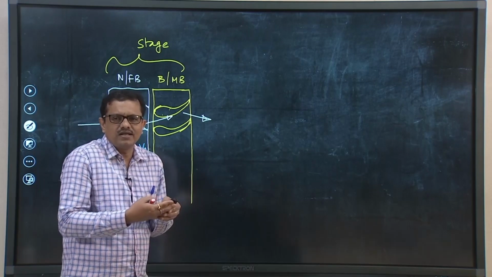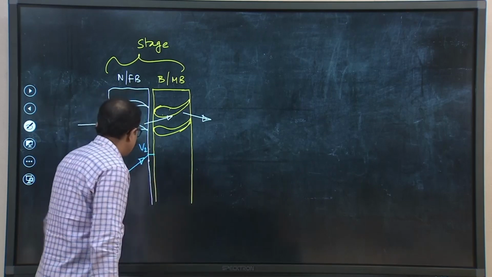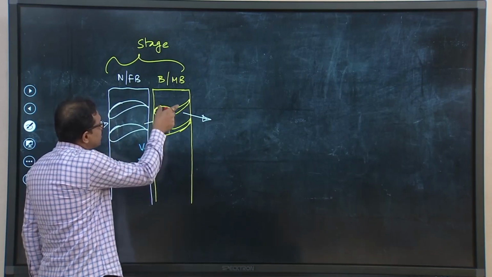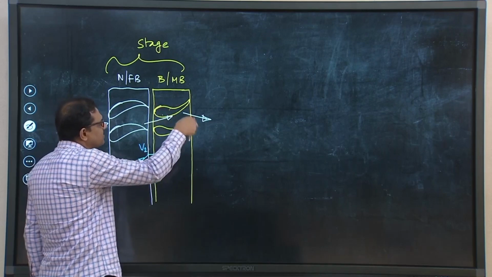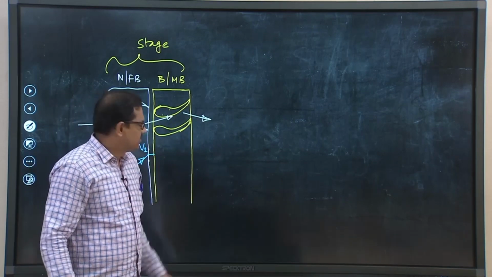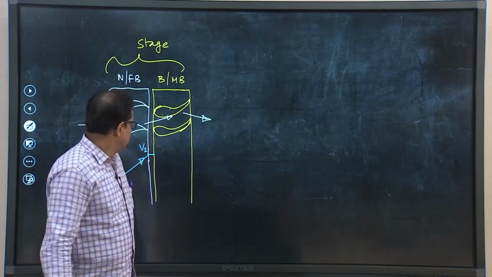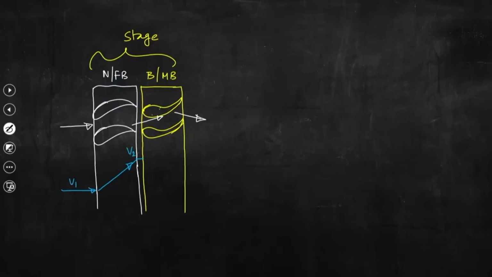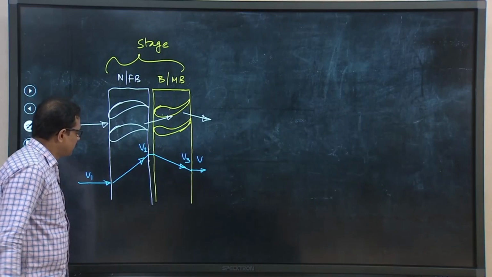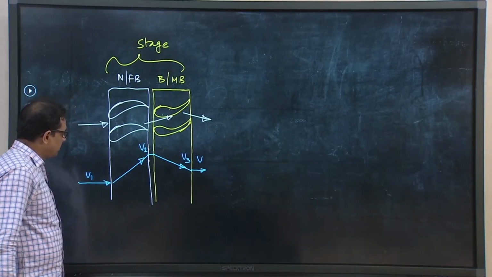So, what we can understand is that the velocity will drop. While steam is passing through the first row of moving blades or even second row of moving blades, steam velocity will drop. Now, this is the steam velocity, say V3. If we consider only one stage, then this will be the velocity variation.